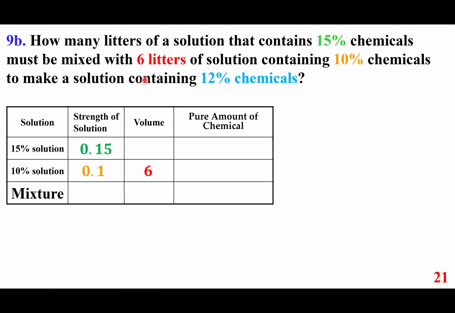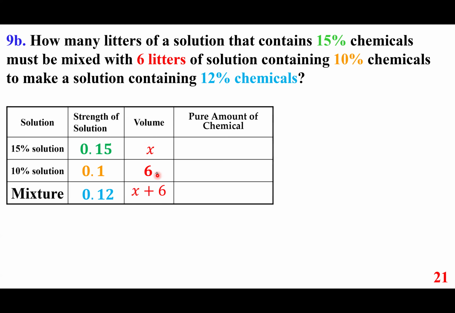When we mix them, we get 12%. And by the way, this must always be in between, because you're mixing these two. You can't get a result larger than this or smaller than this. Must be in between. So how many liters of 15%? I don't know. How about x amount? Then what would be the total volume? The sum of these two, x plus 6.